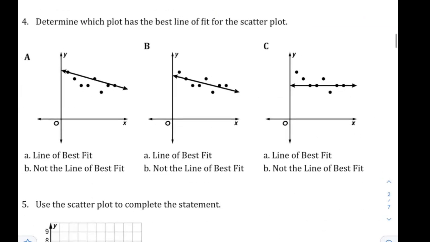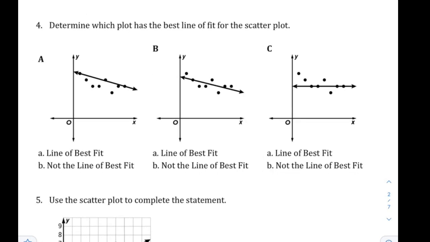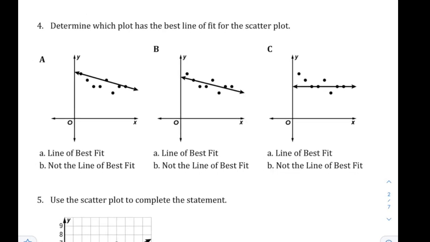Determine which plot has the best line of fit of the scatter plot. Let's remember what is the best line of fit. The best line of fit should pass through most of the points. If not, then the number of points above the line should be approximately equal to the number of points below the line. So here, for example, let's see this line.